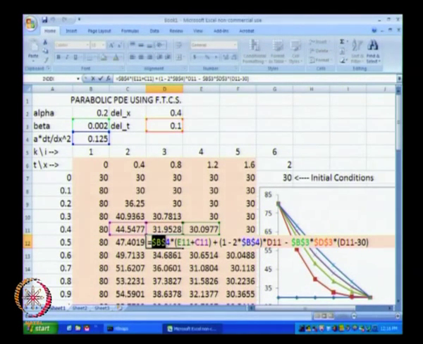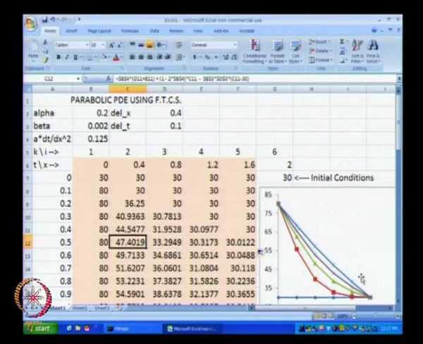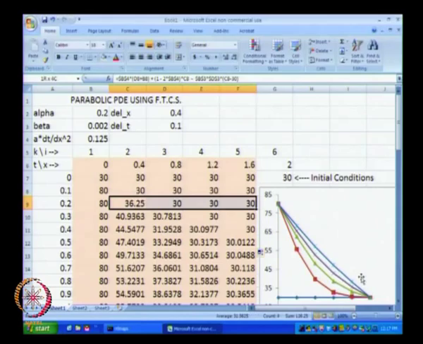This guy is going to be alpha delta T by delta x square multiplied by T I plus 1 plus T I minus 1 plus 1 minus 2 times alpha delta T by delta x square multiplied by T I comma k minus beta, that is over here, multiplied by delta T, that is over here, multiplied by the temperature, minus 30, that is the temperature at the ith location, minus 30. Okay. So, that is the expression that we ought to get. So, we will select all this and double click, so that all the values below are going to change.